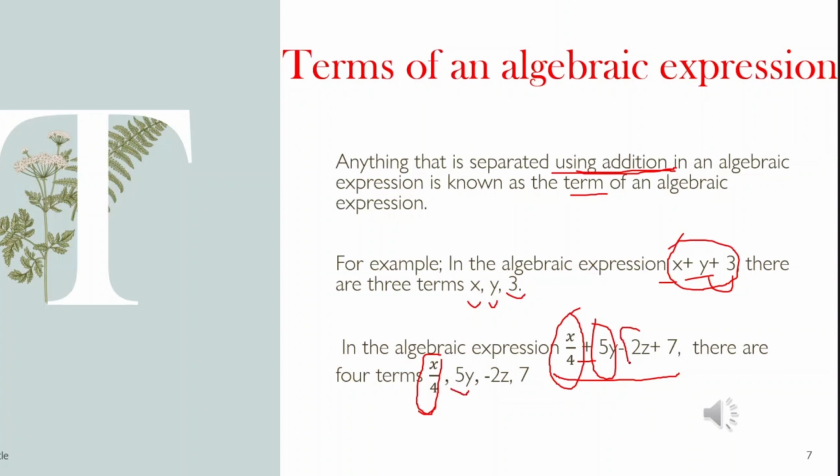Now minus 2z: because we said anything that is separated using an addition sign is a term, this could be written as plus minus 2z, isn't it? Minus 2z could be written as plus, bracketed, minus 2z. So again 5y and minus 2z have been separated using an addition symbol. That is why 5y is one term and minus 2z is another term. Right? I hope it's clear to you.